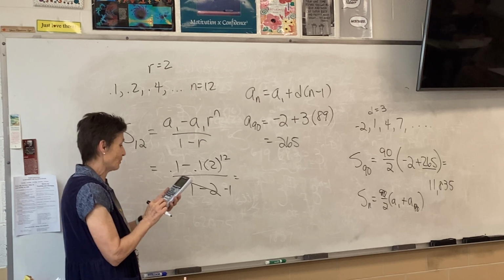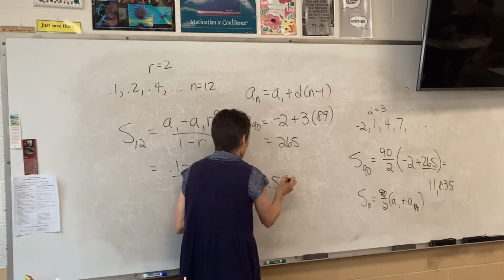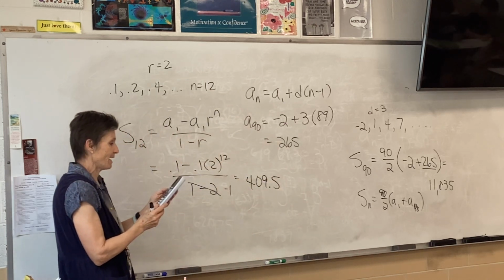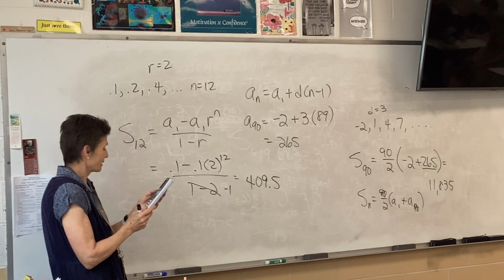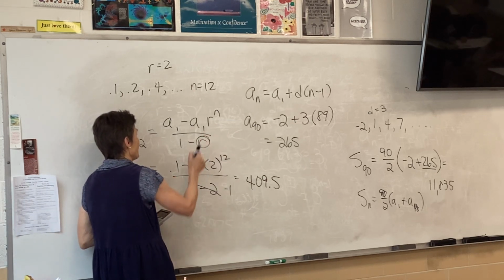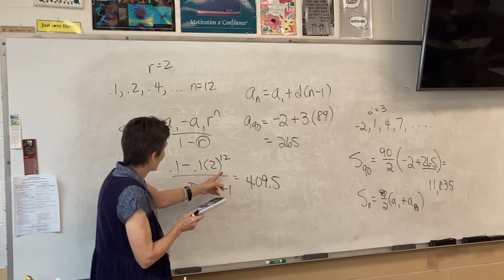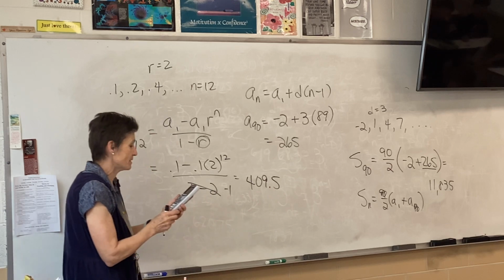Divided by. This looks better. I knew that answer bothered me. 409.5. How does that look? That I think is better. Remember, your denominator is 1 minus your ratio. So, yeah, now I got it. 1 minus your ratio.